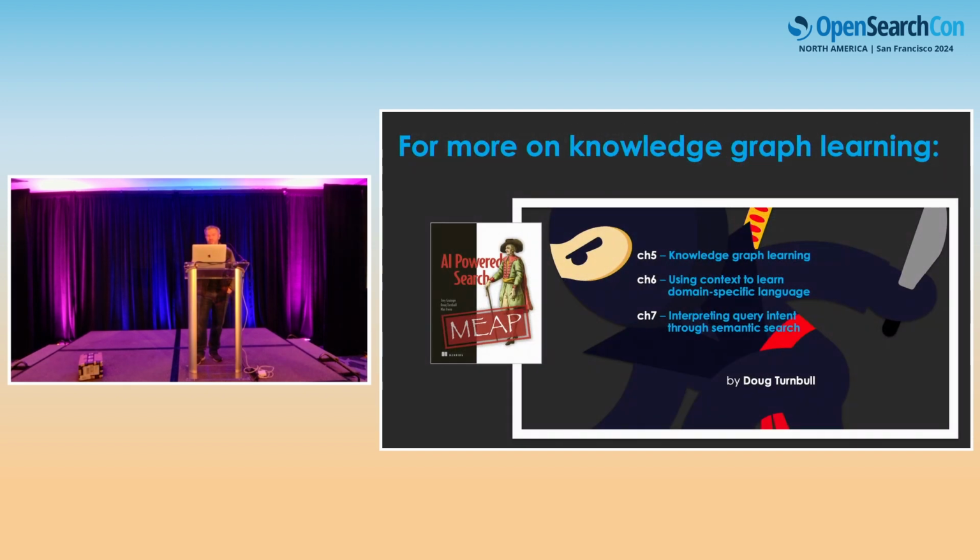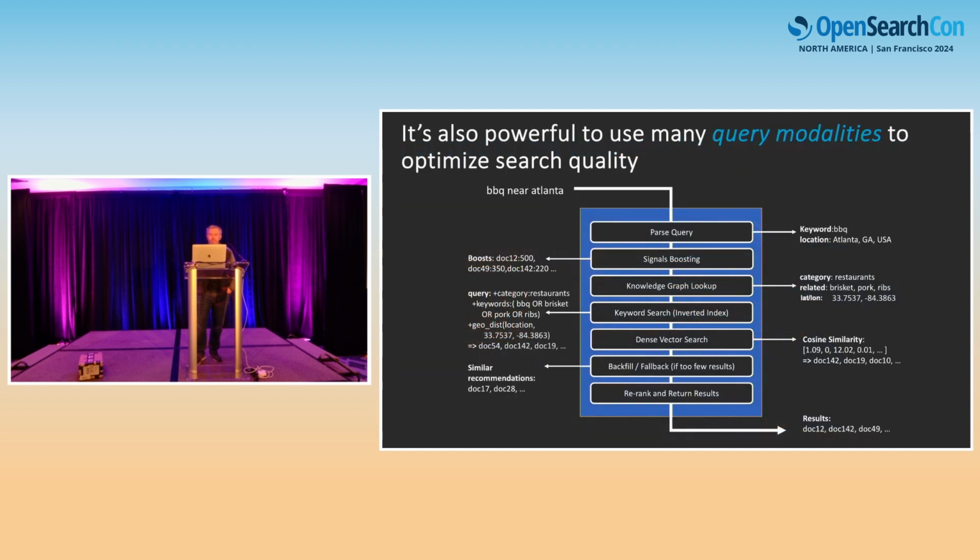So there are 3 chapters on knowledge graph learning and using this type of technique to power semantic search. Chapter 5, knowledge graph learning, 6, using context to learn domain-specific language, and 7, interpreting query intent through semantic search, where we focus on lexical, sparse vector-type semantic search. I like to combine all these techniques into pipelines, so I don't tend to think of one or the other of these techniques. This is a toolbox, the book is like a Swiss Army knife that shows you how to do all these things and combine them in different ways.